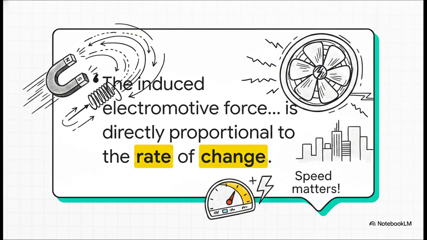Okay, but in simple classroom terms, speed matters. The faster you move that magnet, or the faster the magnetic flux changes, the much larger the induced voltage you create. This is exactly why the massive generators at power plants have to rotate at incredibly high speeds to produce all the electrical power we need for our cities.